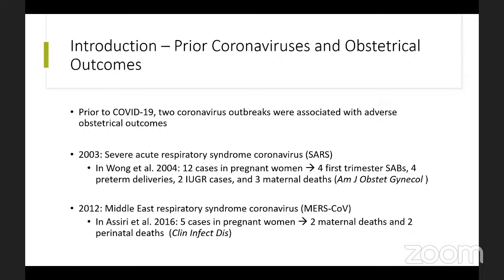So just by way of introduction, we actually had experience with coronaviruses prior to the SARS-CoV-2 pandemic. Specifically, there were two coronavirus outbreaks in the last couple of decades that were associated with adverse obstetrical outcomes. The first, of course, was in 2003 when SARS, or severe acute respiratory syndrome coronavirus, came on the scene. At the time, these outbreaks weren't enormous in number, nowhere near the level of disease that we're seeing with COVID-19, but there were large enough cohorts to examine a few pregnant patients.